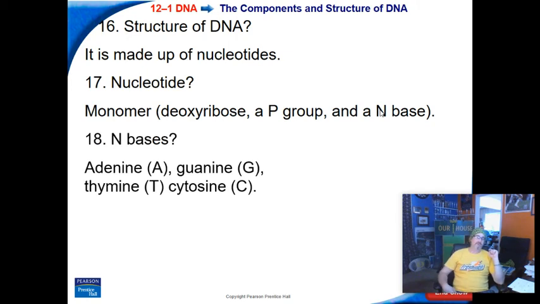Okay, there are 4 nitrogen bases. You can use the abbreviations if you know that A means adenine, G means guanine, T equals thymine, C equals cytosine.